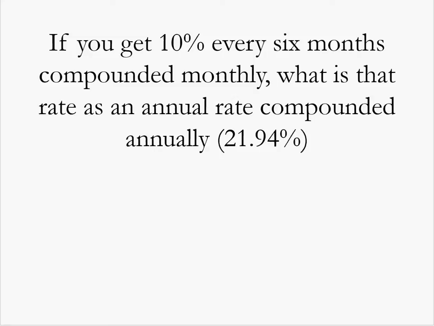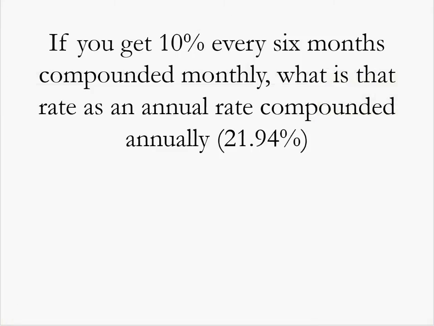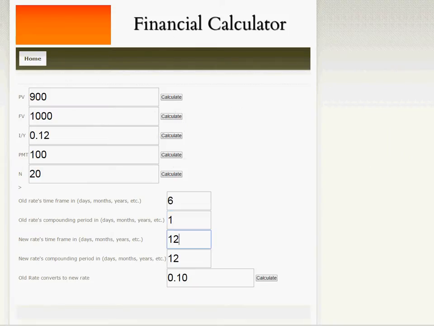So we have 10% every 6 months compounded monthly. So 10% is here, 10%. It was every 6 months compounded monthly, and so 6 months compounded every 1 month. And we want that as an annual rate compounded annually. So once again, 12/12, and we get 21.939 actually, but by the time you round, it gets to 21.94.